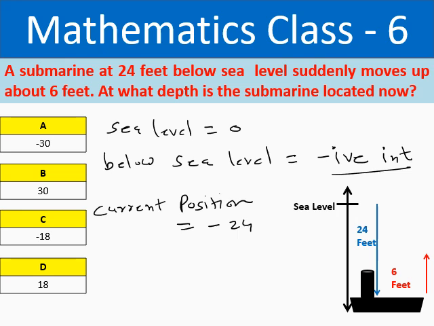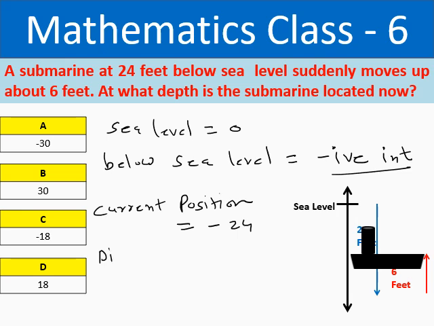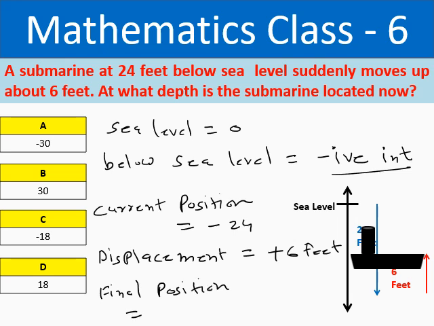Now the submarine goes up about 6 feet. So now this displacement is in the opposite direction, so it is treated as plus 6. So now the final position is equal to minus 24 plus 6, that is equal to minus 18 feet below the sea level. So option C is the correct option.